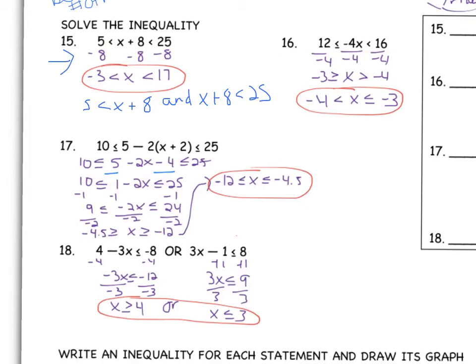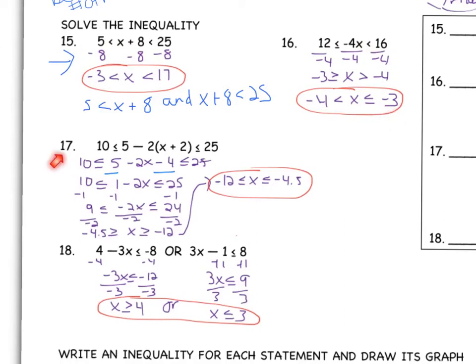So 15 was an "and," 16 was an "and," but I had to divide by -4. Because I divided by a -4, I had to switch the inequality symbols. And once I did, it wasn't in numerical order anymore. This is technically a true statement: -3 is greater than or equal to x is greater than -4, but it's nicer to see it in numerical order. So I always switch it in numerical order.